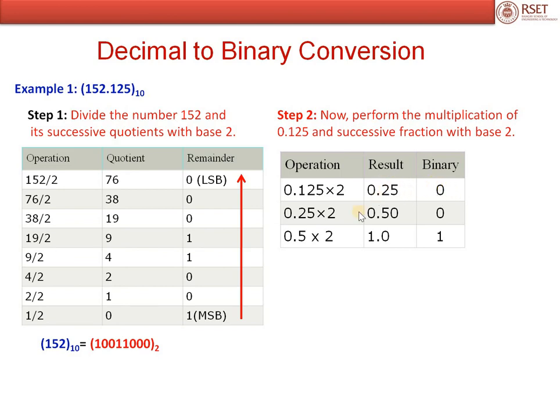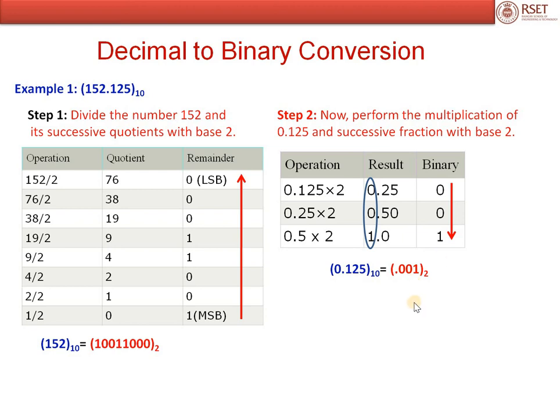Again this fractional value is multiplied with 2. Again that gives a value, and this integer part gives the corresponding binary digit. Again it is multiplied. This process continues until the fractional part is 0 or the required number of digits is obtained. Starting from this point: 0, 0, 1, so its binary representation is given by the binary point followed by 0, 0, 1.